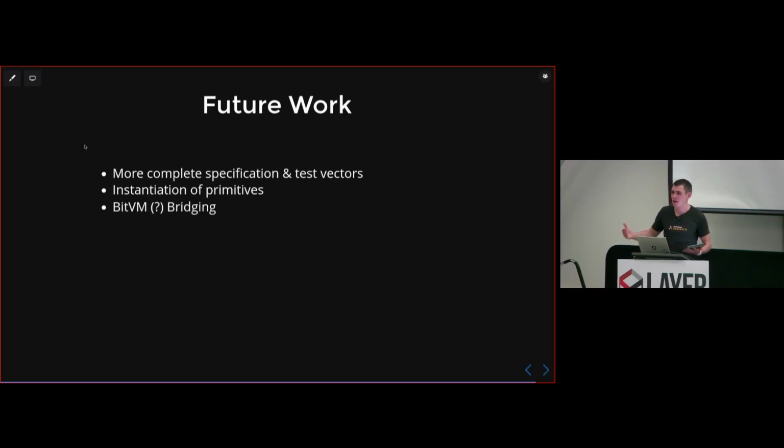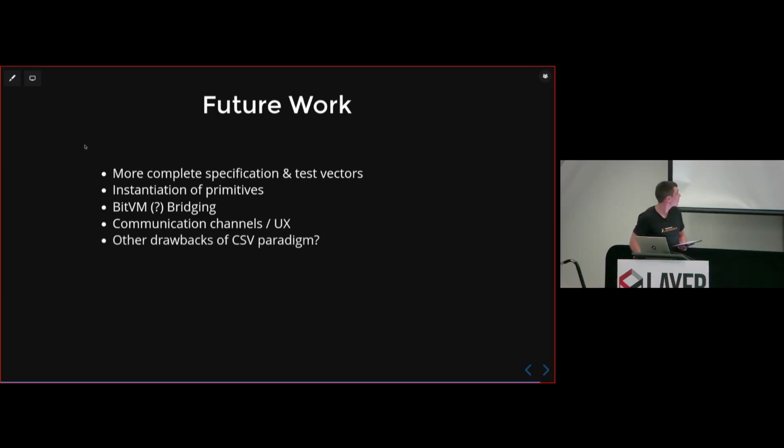We want to improve the privacy of Bitcoin, so we need some bridging mechanism. Someone needs to figure out whether BitVM is actually practical. We need to figure out how exactly these communication channels between sender and receiver look like, and what implications do they have for the user experience. Are there other drawbacks of the client-side validation paradigm that we're not aware of? How do you get the nullifiers exactly from the senders to the publishers?